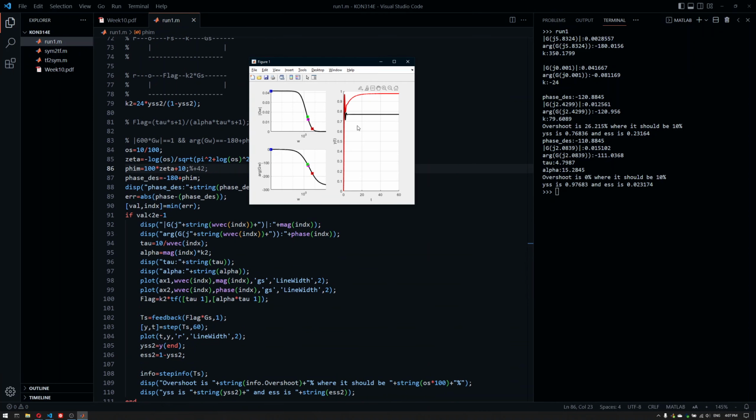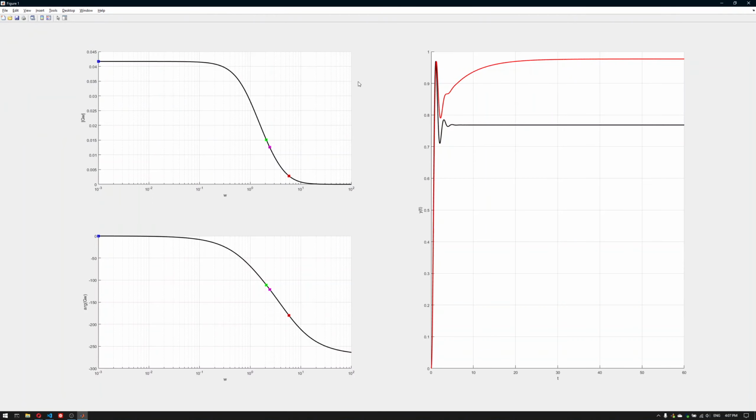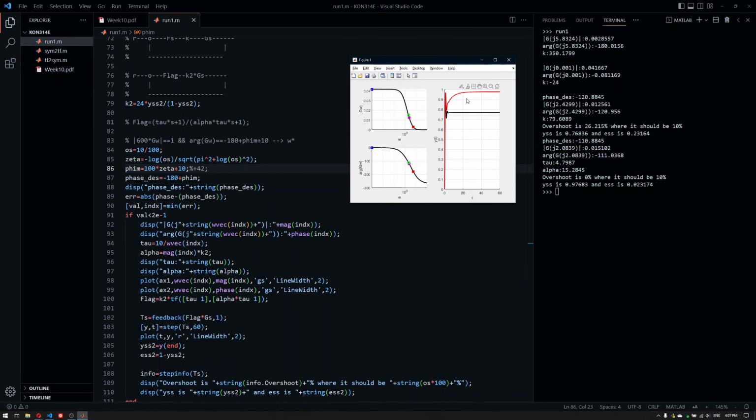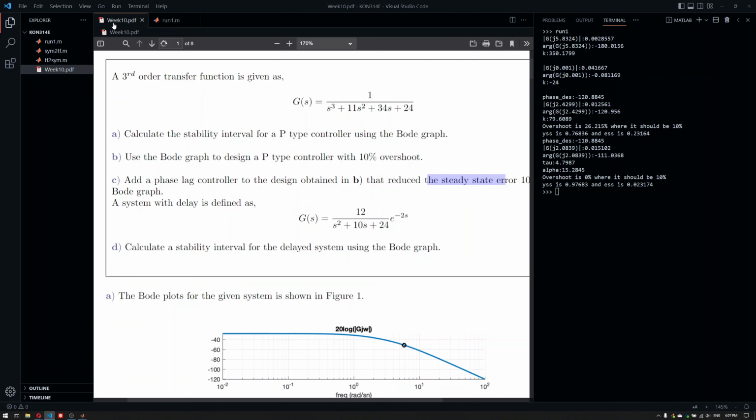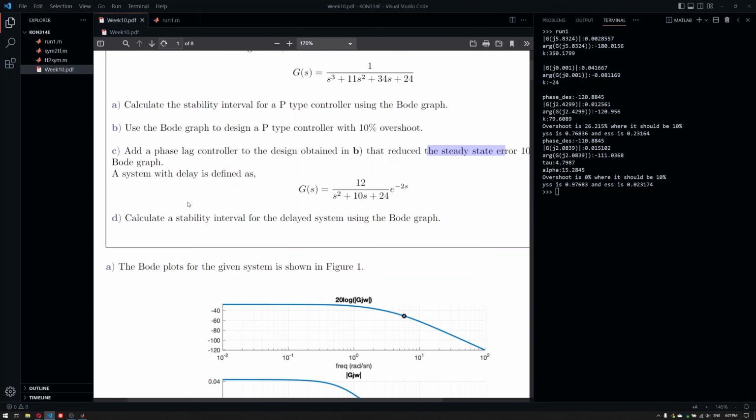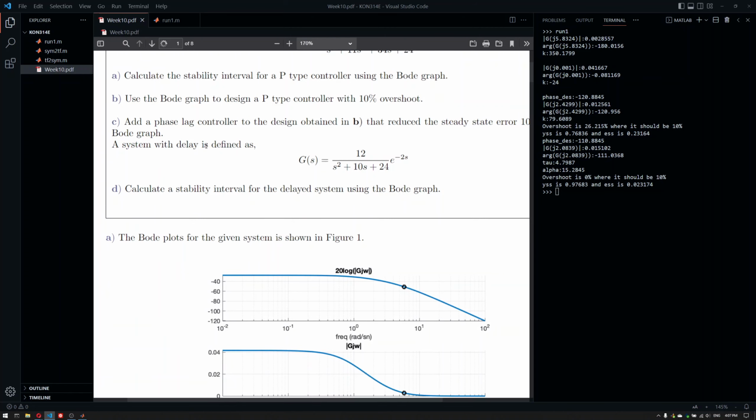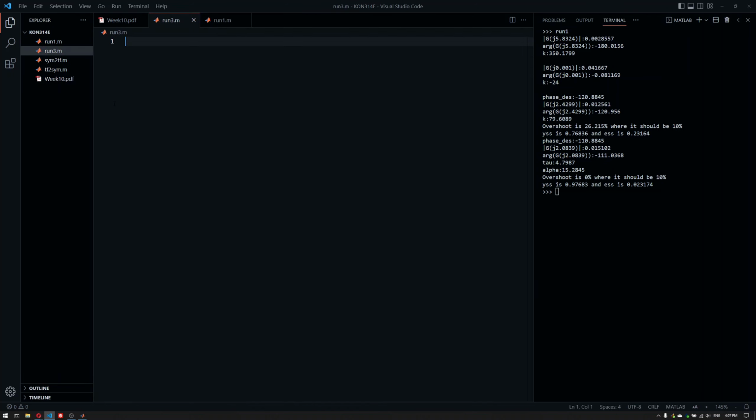Of course, our overshoot somehow did vanish. The reason behind that is that our system does not overshoot, but it has actually overshoot here, but we cannot see it here. So this is the lag controller part. Now we are going to look at a different system. And the system has delay in it. So run 3.m. So we have basically a system that looks like this.